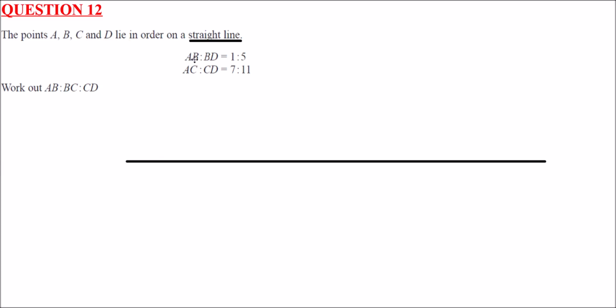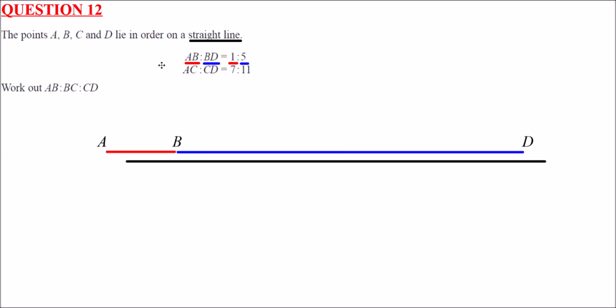So we're told first of all that AB to BD as a ratio is 1 to 5. So I can now add on the points A, B and D like this. So AB is 1 part, BD is 5 parts. And that part plus that part gives the full straight line. From A to B, and then from B all the way to D, that's all the straight line, because the straight line is all the way from A to D.